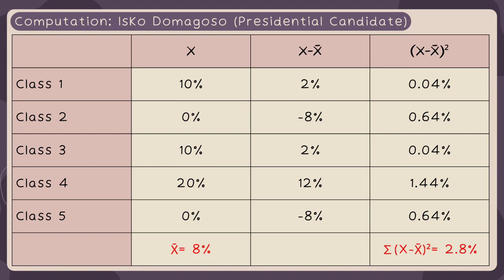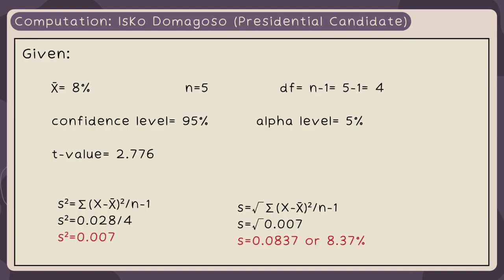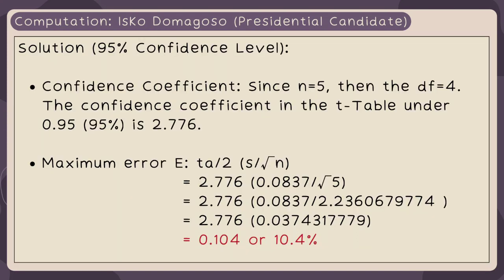The summation is 2.8, and if you notice, the summation is the same as the second presidential candidate's summation. Therefore, the sample standard deviation is 0.0837 as well. To solve for the maximum error, we use the same formula, t alpha over 2 quantity s over the square root of n, then substitute. So, 2.776 quantity 0.0837 over the square root of 5.